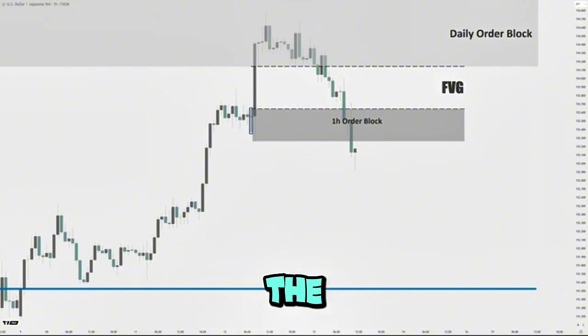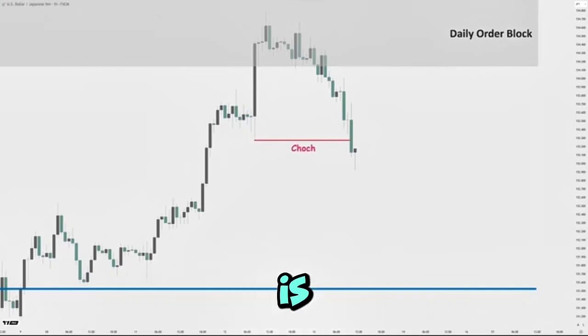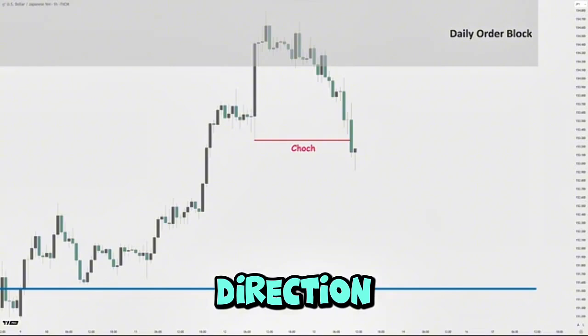The price breaks below the 1-hour order block, showing that supply has taken control. This is a strong sign that the short-term uptrend is over and that the price can continue moving lower in line with the higher time frame direction.